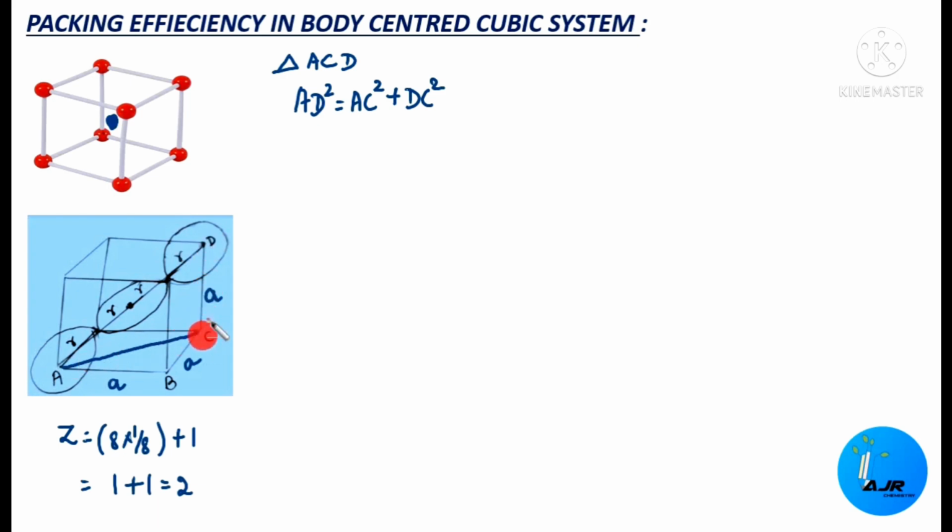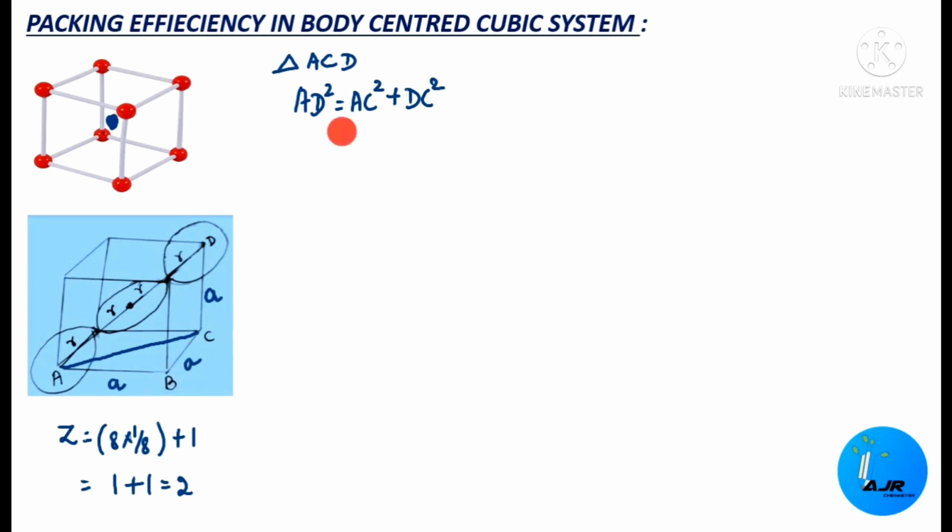Right. Now we know what DC is. It is A. And we know what AD is also. It is R plus R plus R plus R, so 4R. So AD is 4R and DC is A. But we do not know what AC is. So how to calculate AC? AC is nothing but AB plus BC.